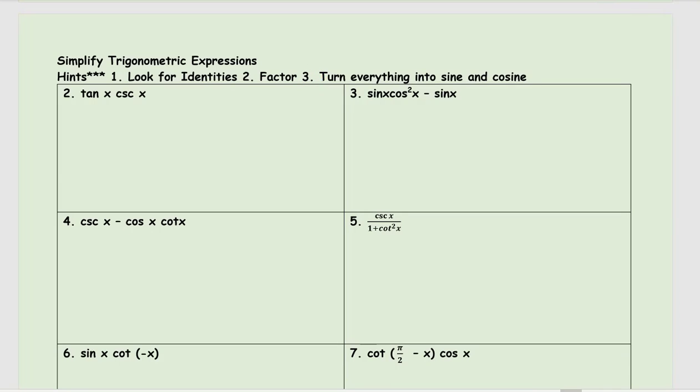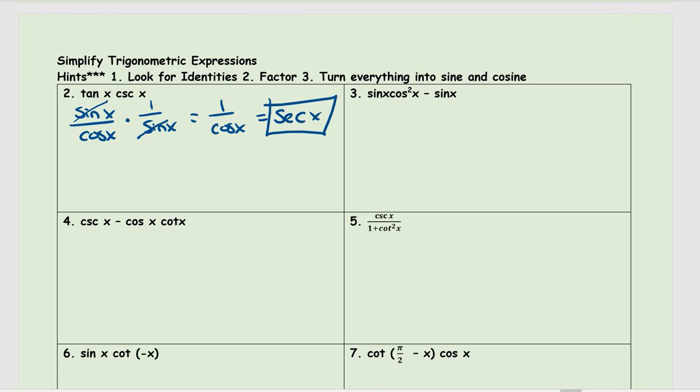So using the quotient identity, sine of x over cosine of x is equal to tangent. And cosecant is 1 over sine of x. And if you look at this, there's a sine in the numerator, sine in the denominator. They cancel out, so you have 1 over cosine. And what's 1 over cosine? Well, we can use the reciprocal identity. 1 over cosine is secant of x. And that is the most simplified version of tangent x cosecant x.